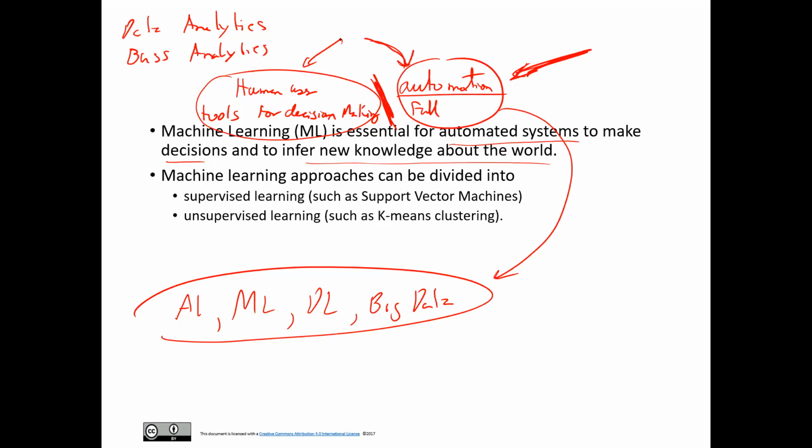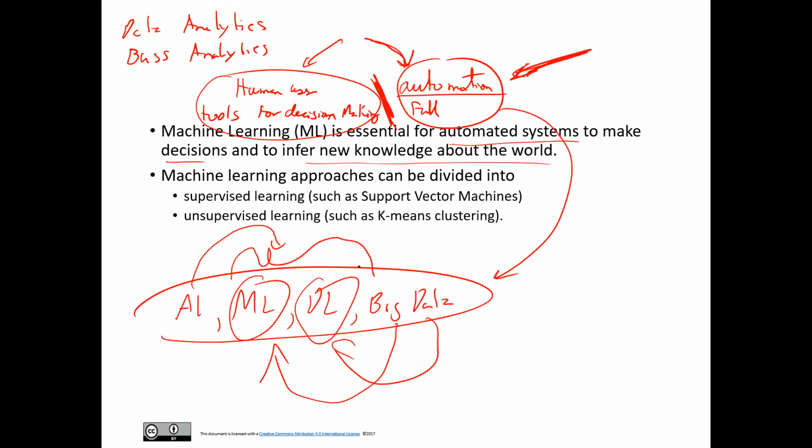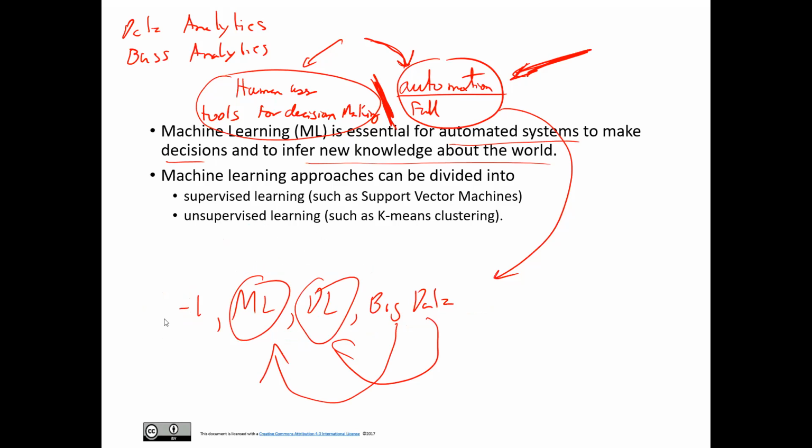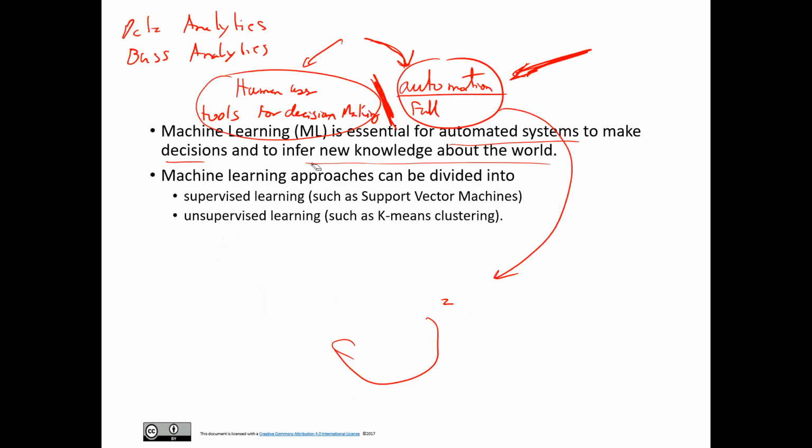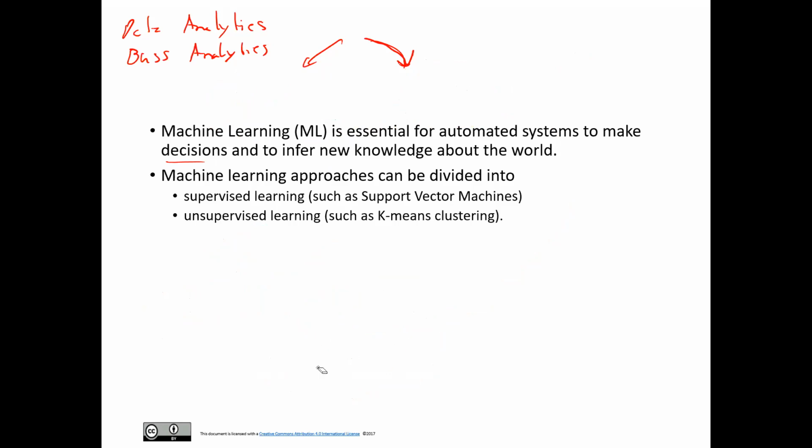The idea of that, and within that, we have the tools. So, for instance, this course is about ML. My next course is more about deep learning algorithms, but both of them touch on big data, of course, and AI is kind of the overall encompassing thing, right? So I want to make that clarification, and where everything fits within the scope. So in particular here, I'm saying that machine learning is essential for automated systems to make decisions and to infer new knowledge about the world, to learn, basically.